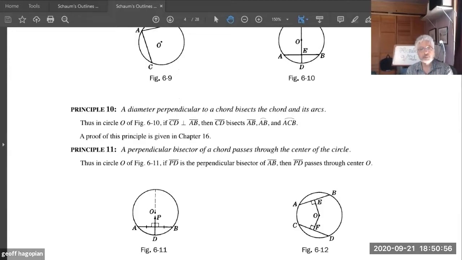A proof of this principle is given in chapter 16. We could find it there. I think we can prove that without looking at it, right? Let me see. So here's the statement of principle 10.